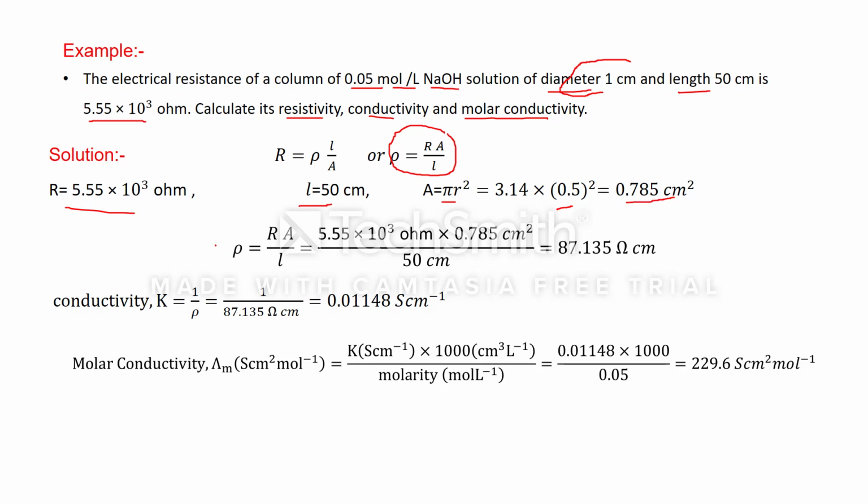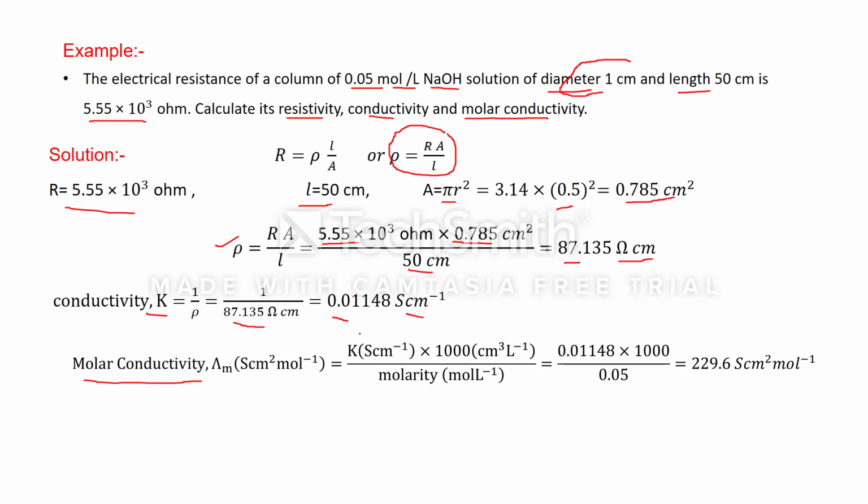Now put the value, we can find out the resistivity. R is this, A is this, L is this. This will come 87.135 ohm centimeter. Don't forget to mention the unit. Okay. Then if we know the resistivity, we can find out conductivity. Kappa is equal to 1 by rho, and put the value, we will get 0.01148 Siemens per centimeter.